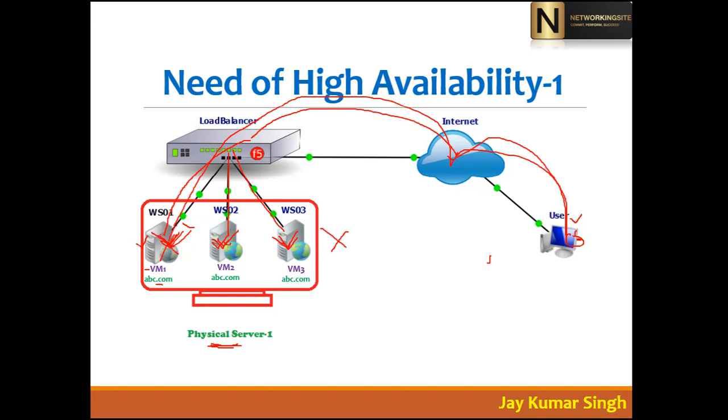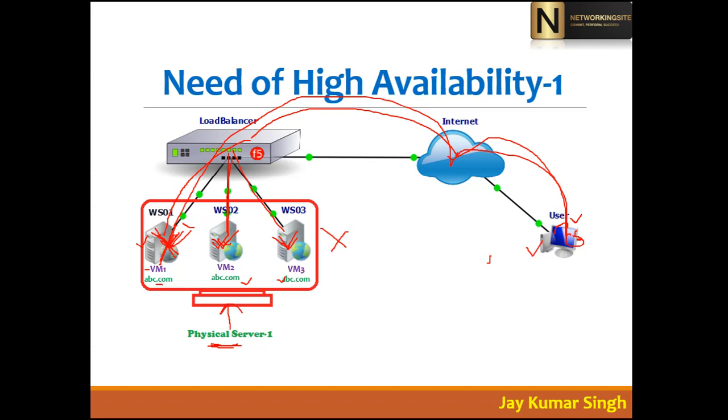If server 1 goes down, what will happen? Automatically, other users from the internet don't know that server 1 is down, because when they come to access data, the load balancer will send them to another server, and they will get the information from abc.com. So you are getting abc, you will be happy. But what will happen? All the servers are hosted on one physical server, a single physical server.